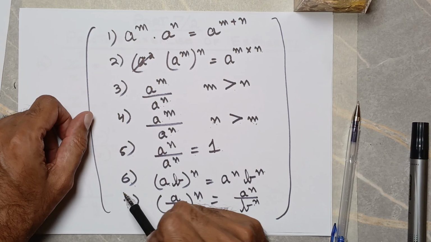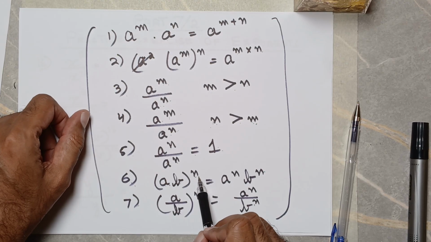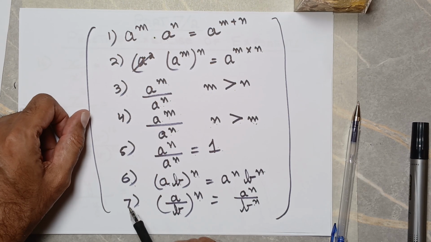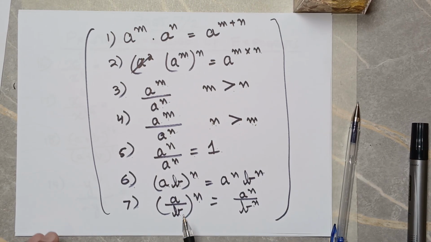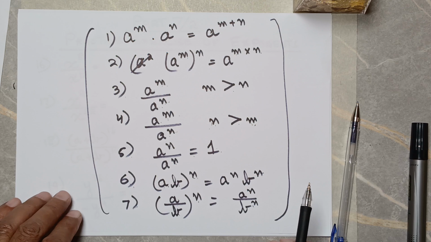The fifth rule, when your bases as well as your exponents are the same, it is equal to 1. Sixth rule, to raise a product to a power, each factor of it is to be raised to that power, a and b. The seventh rule, the last rule, to raise a quotient to a power, each numerator is to be raised to that power, a raised to the power n and b raised to the power n.